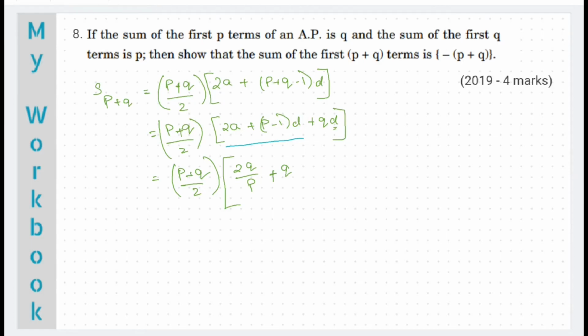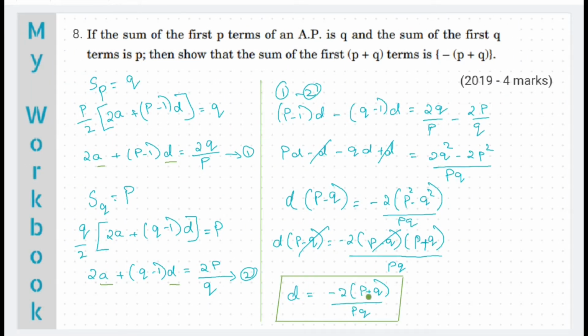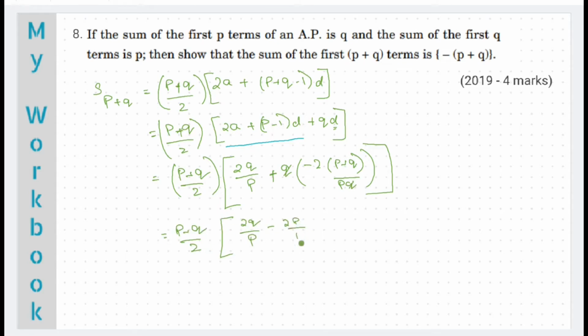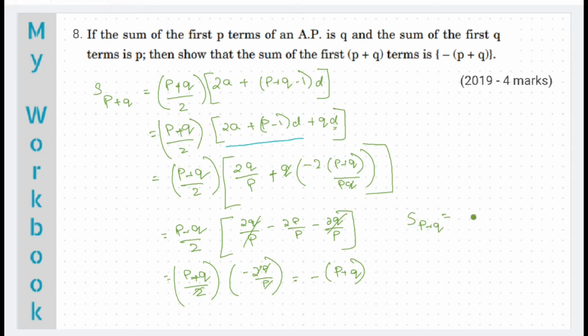For d, we have already found an expression: minus 2 times p plus q divided by pq. Let's substitute that expression. Minus 2 times p plus q divided by pq. So here q and q get cancelled. So we are left with minus of p plus q. Hence we have proved that the sum of the first p plus q terms is equal to minus p plus q.